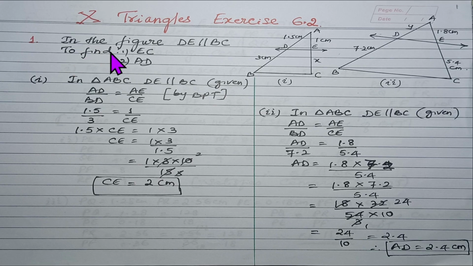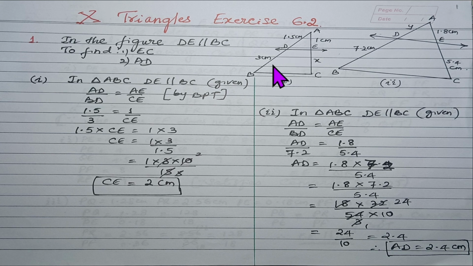In the first example here, we are given a triangle ABC and DE is parallel to BC. We have to find EC. We have to find AC. Similarly, we have a triangle ABC, DE is parallel to BC. We have to find AD. So let us go one by one. So let us take the first triangle here.